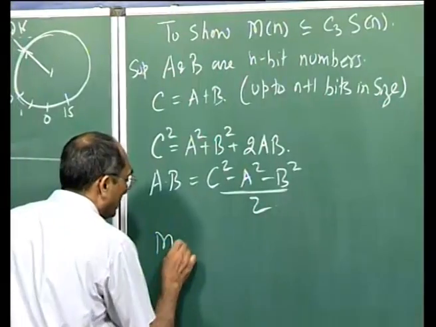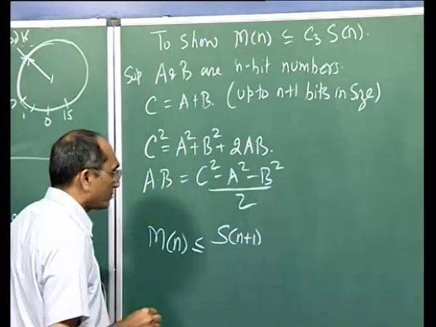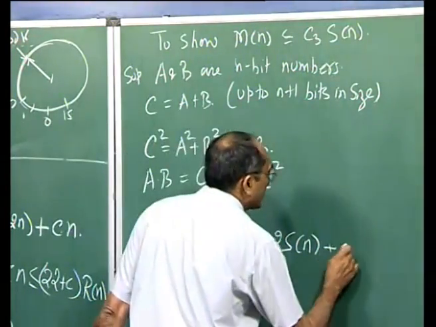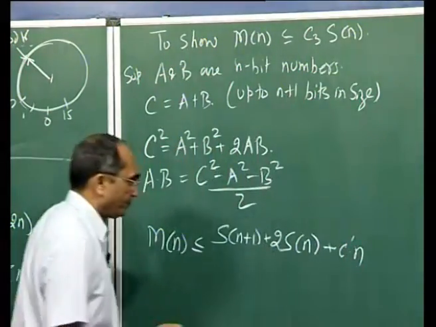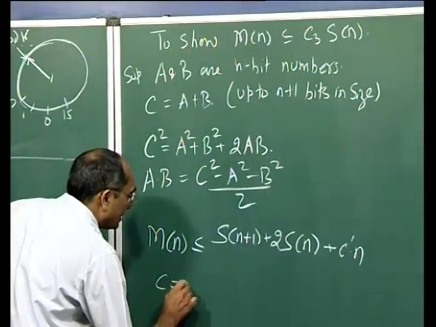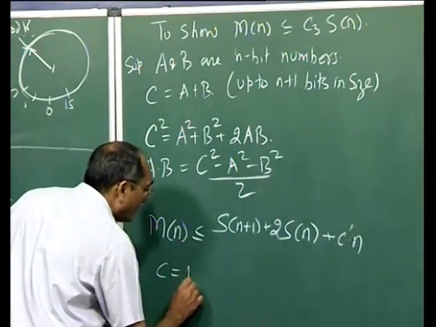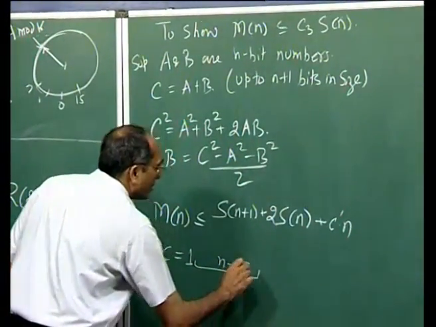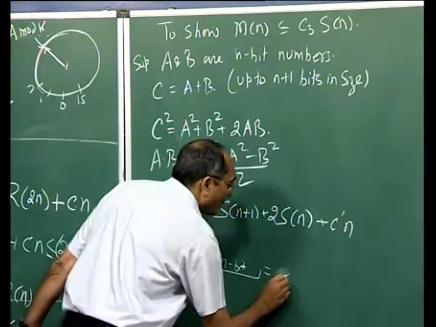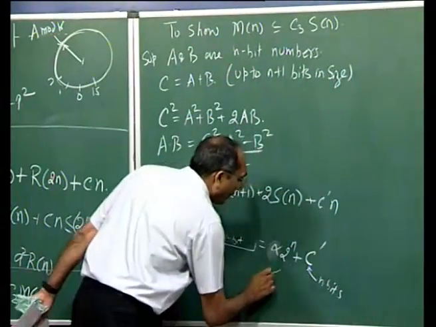So what we have shown here is that Mn is less than or equal to S of n plus 1 plus 2 of S of n plus some C prime times n. Now this C, if it is an n-bit number, then there is no problem, this will also be Sn. If it is an n plus 1 bit number, then it will look like 1 plus an n-bit number. To square this, I will write this as some alpha times 2 to the power n plus a C prime, which is an n-bit number, and alpha is 0 or 1.